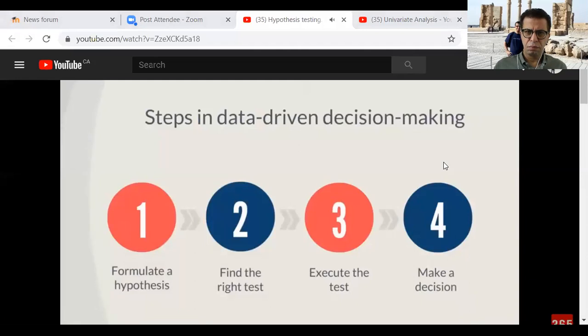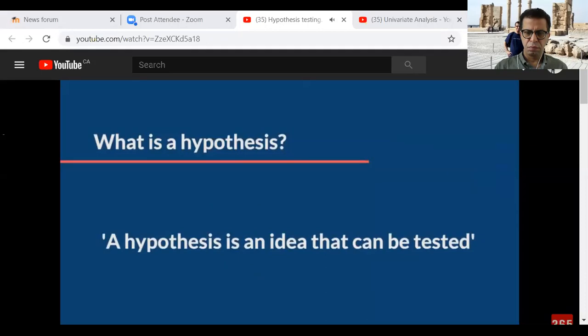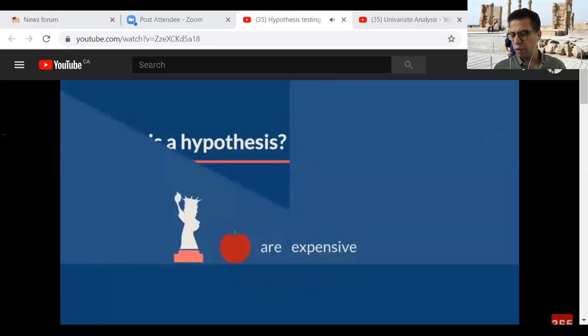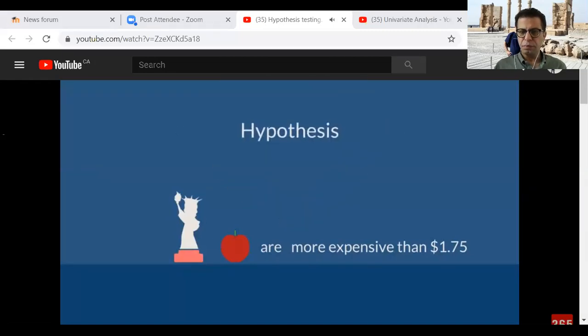Let's start from the beginning. What is a hypothesis? Though there are many ways to define it, the most intuitive I've seen is: a hypothesis is an idea that can be tested. This is not the formal definition, but it explains the point very well. So, if I tell you that apples in New York are expensive, this is an idea or a statement, but it is not testable until I have something to compare it with. For instance, if I define expensive as any price higher than $1.75 per pound, then it immediately becomes a hypothesis.